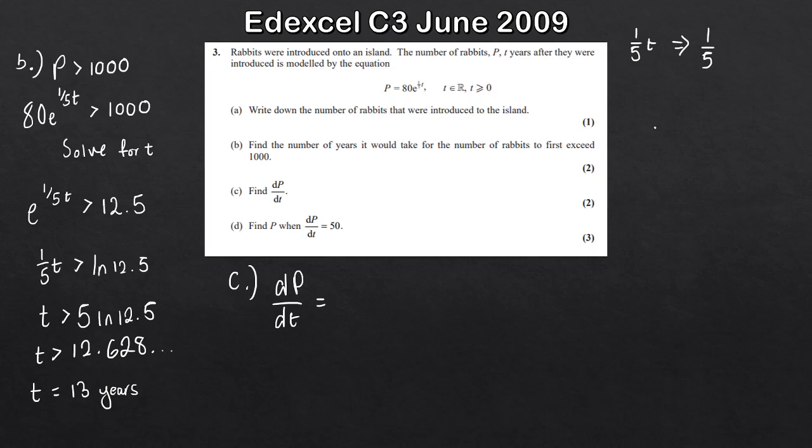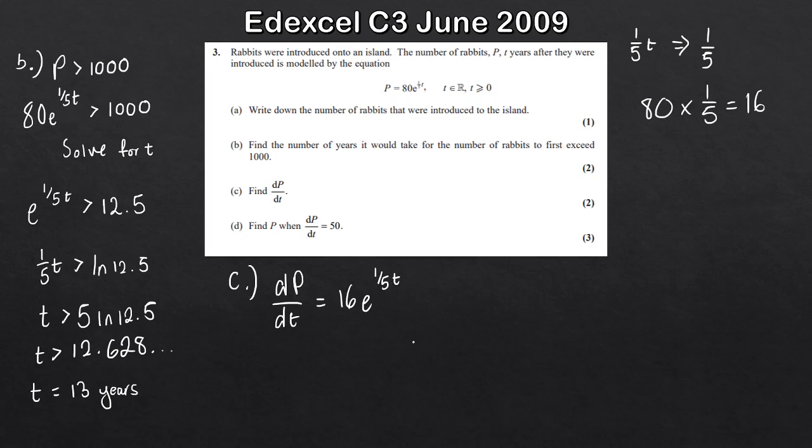So what we do is we take that a fifth down to the front with the 80, and we're going to do 80 times a fifth. So that'd be 16. So my actual expression now is just going to be 16 and then the original e to the 1 over 5t. Okay, so that's going to be 16e to the 1 over 5t there. Okay, so nice and easy there for 2 marks. So that's for part C.